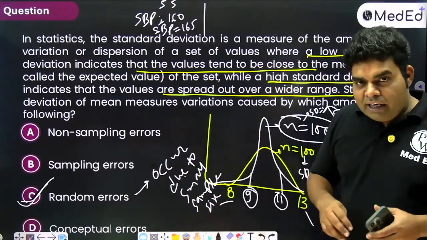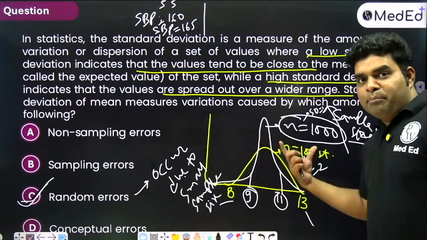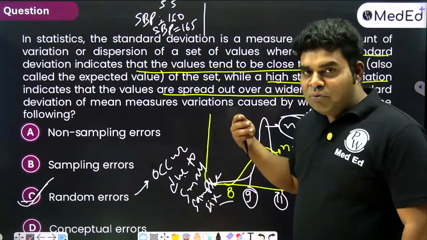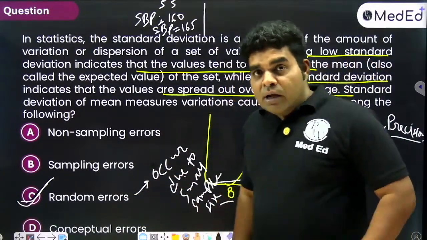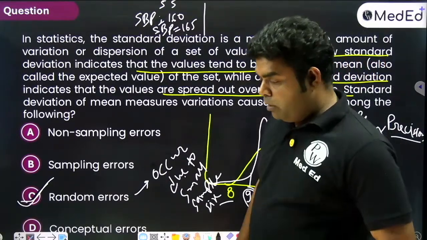If you increase sample size, random error goes away. So by increasing sample size, data is becoming precise, standard deviation is coming less. Which error is removing by increasing sample size? Random error removed by increasing sample size. Which error do not remove by increasing sample size? Systematic error. Let me give you one more example.